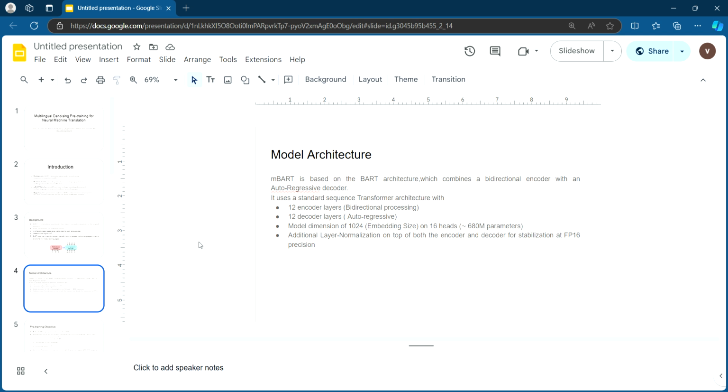So we'll see the architecture now for mBART. We have 12 encoder layers, 12 decoder layers, and in each encoder layer we have 16 attention heads. And also one additional thing is that after the encoder and after the complete decoder, we have one layer normalization each for the encoder and decoder.